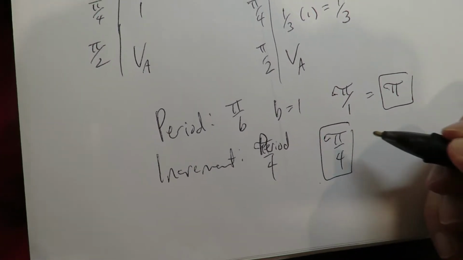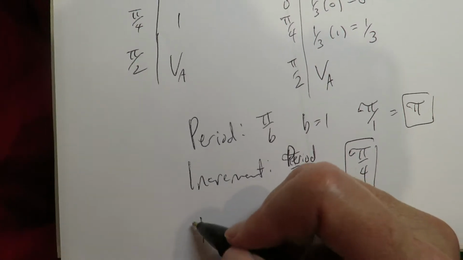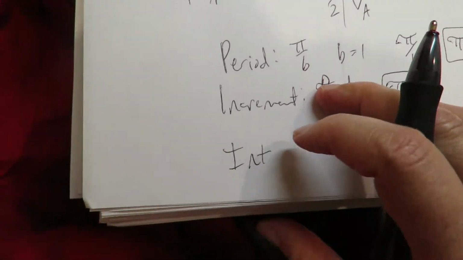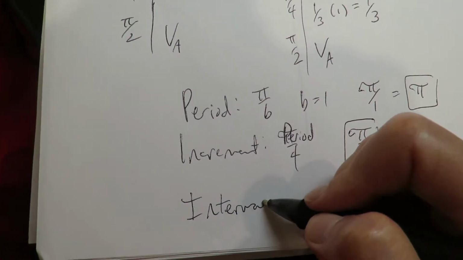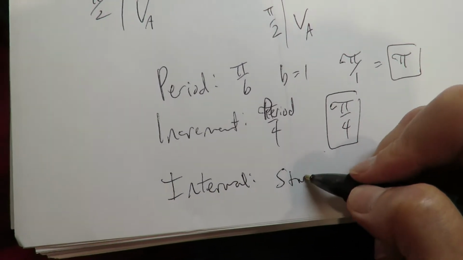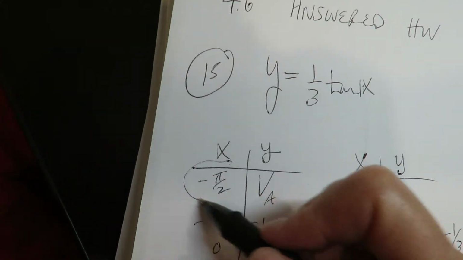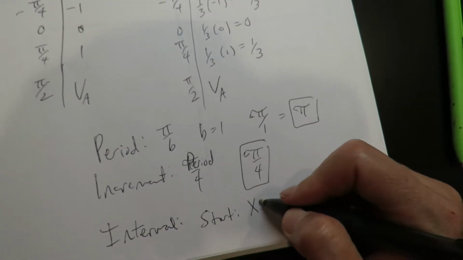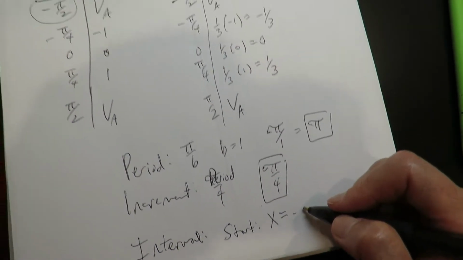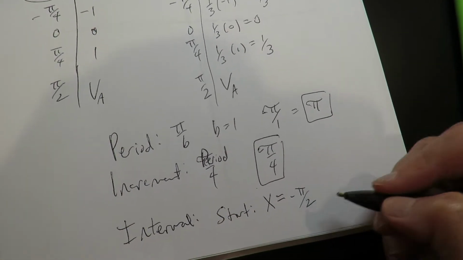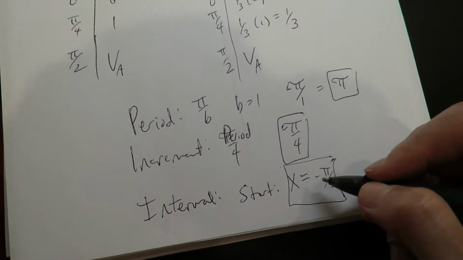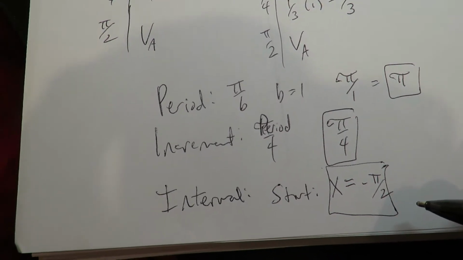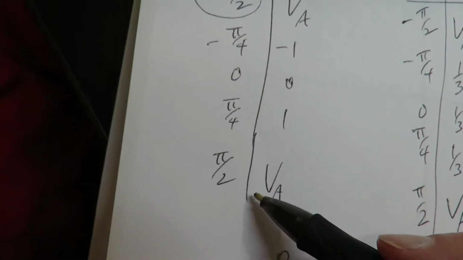So that's your increment. The start and stop you always have to do. That's your interval. So the start for this, it usually would start at negative pi over 2. So you take the insides, which is x. So this one, because there's no change to the x, it will still start at negative pi over 2 and it will still stop at pi over 2.